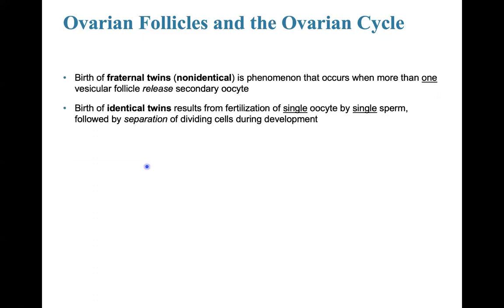The birth of fraternal twins, non-identical, is a phenomenon that occurs when more than one vesicular follicle releases a secondary oocyte. The birth of identical twins results from the fertilization of a single oocyte by a single sperm, followed by the separation of dividing cells during development.